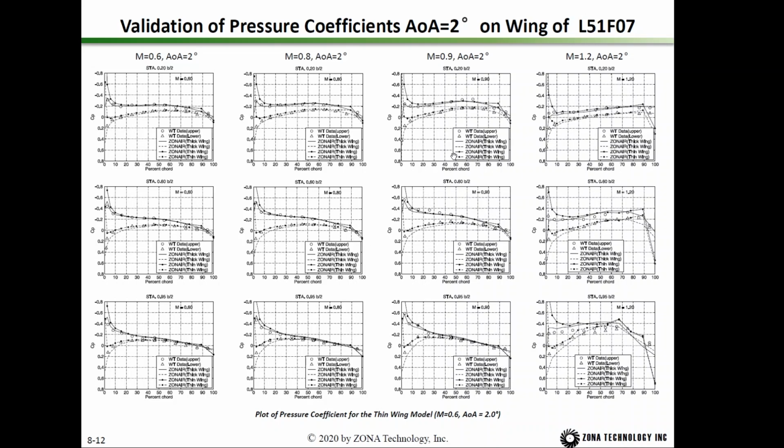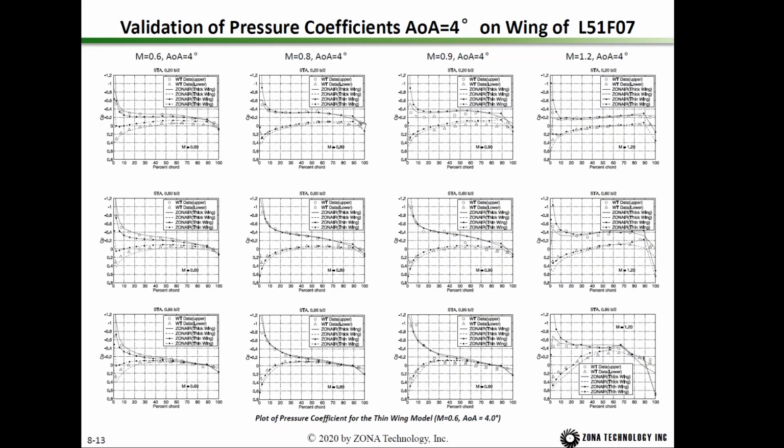At Mach 0.9, you can see that actually you have a transonic shock here, and this shock cannot be captured by ZONAIR, and this is supersonic Mach number 1.2. And then this is a higher angle of attack at 4 degrees. Again, at Mach 0.9, you can see there's some disagreement between the ZONAIR result and the wind tunnel measured one, because at Mach 0.9 angle of attack 4 degrees, a transonic shock occurs at the upper surface of the wing.